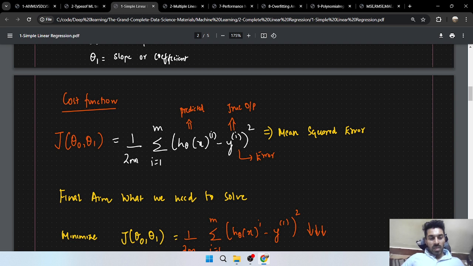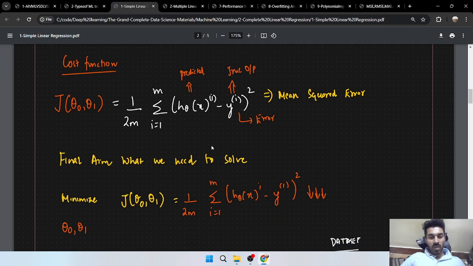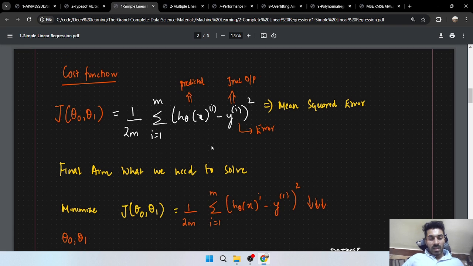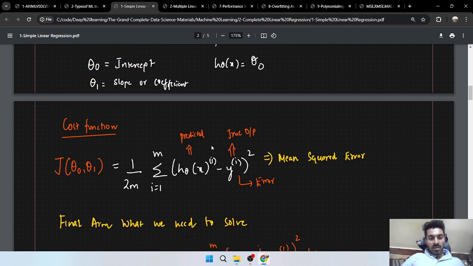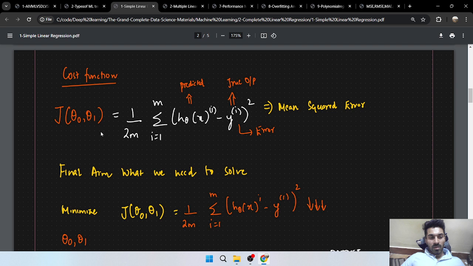So basically, m is for finding the mean of your error, but why is there a 2? You might get some confusion, so I will explain. At the time of derivation of this cost function, or loss function, there is a 2. If you differentiate this function, then the 2 will come down, and 2 by 2 becomes 1. That's why they have written it like this.